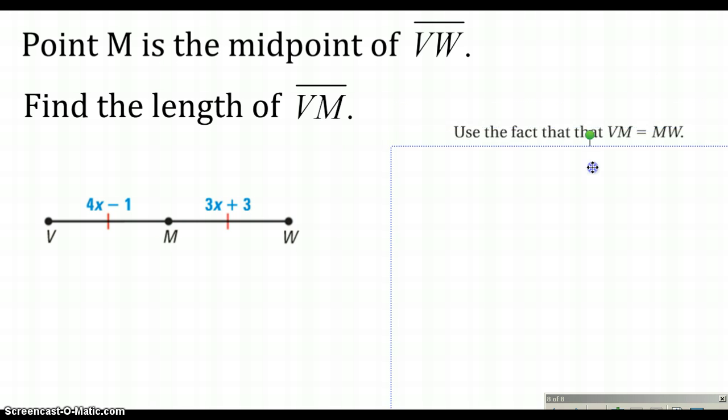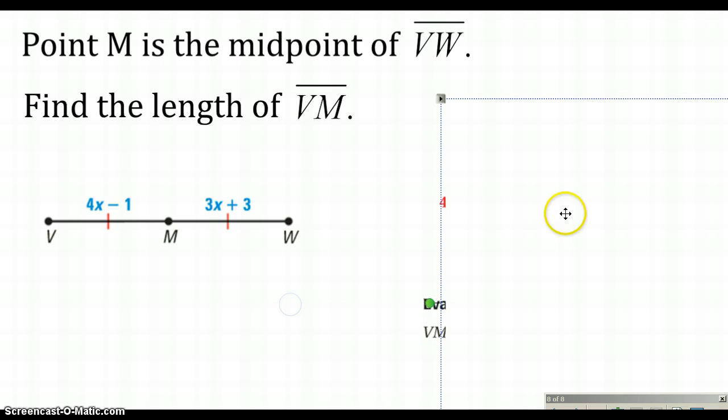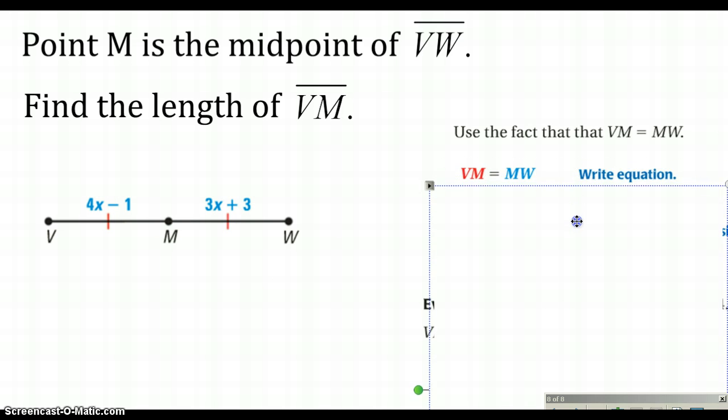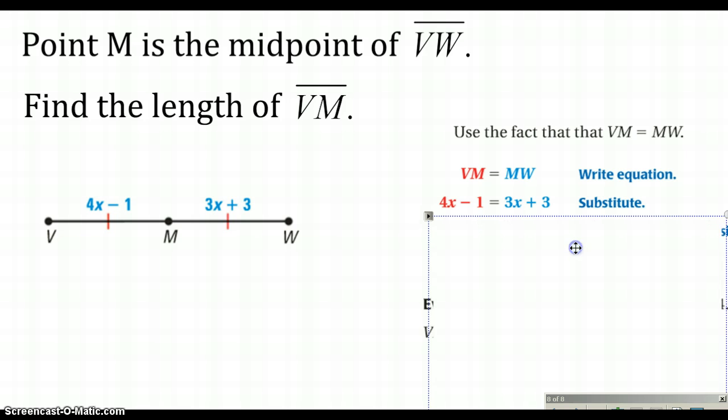Okay, welcome back. Let's talk about this. Use the fact that VM equals MW. So that must be true because M is a midpoint. How do I know? I tell you in the directions, or they already have tick marks, so you should know that they are congruent. If they're congruent, then I can set up my equation: 4x minus 1 equals 3x plus 3. If this is true, then we just need to solve algebraically.